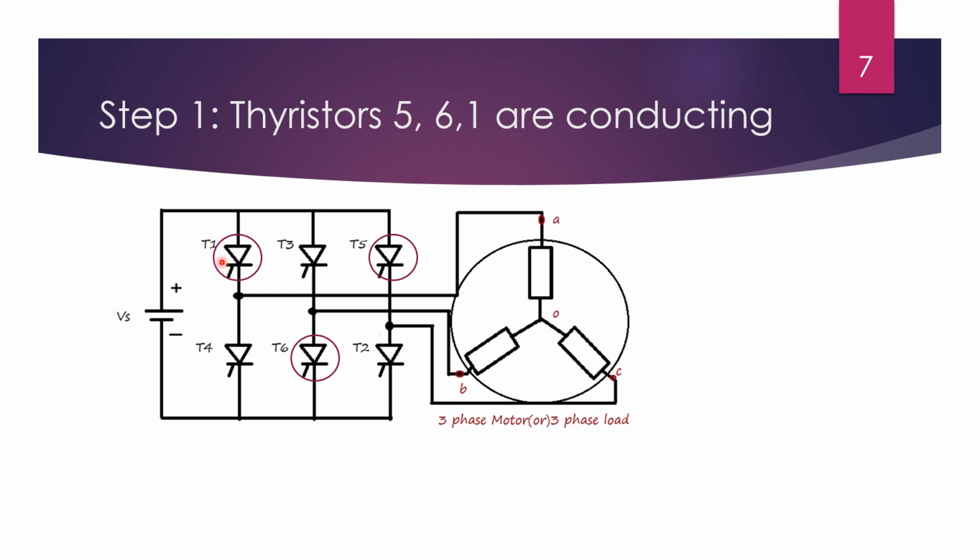turned on. The thyristors which are encircled represent the ones which are triggered on, or the gate pulse is given to the 3 thyristors. The remaining 3 thyristors which are not circled are not conducting.